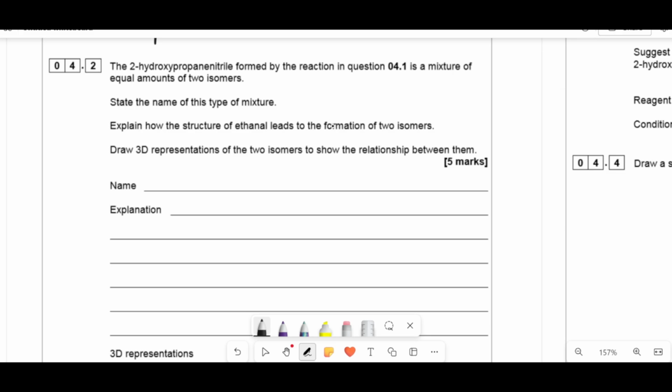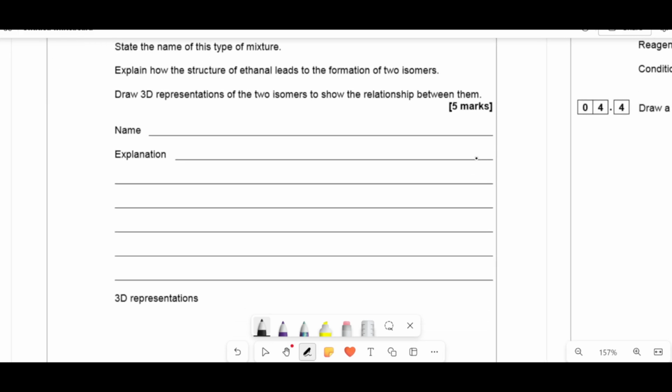State the name of this mixture, or type, and explain how the structure of ethanol leads to the formation of two isomers, and then draw 3D representations of the two isomers to show the relationship between them. So the reason that you've got these two isomers is because you're going to be making chiral carbons from this. Because if we have a look, we have CCN with an H, an OH, and then whatever this is.